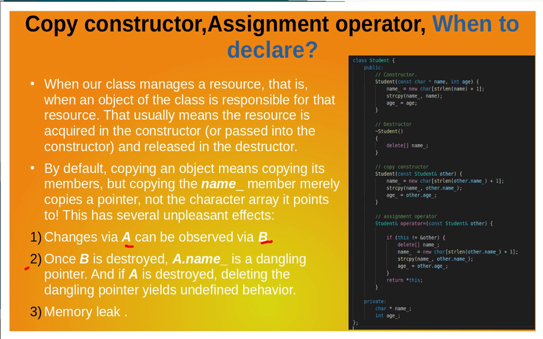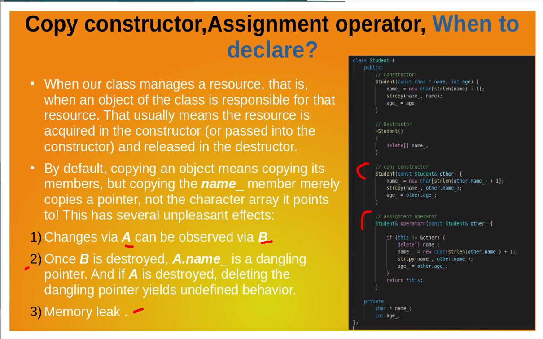Also, once object B is destroyed, A.name is a dangling pointer, and if A is destroyed, deleting the dangling pointer yields undefined behavior, and there is a very high chance a memory leak will happen in your program. So in this case, you have to declare copy constructor and assignment operator.